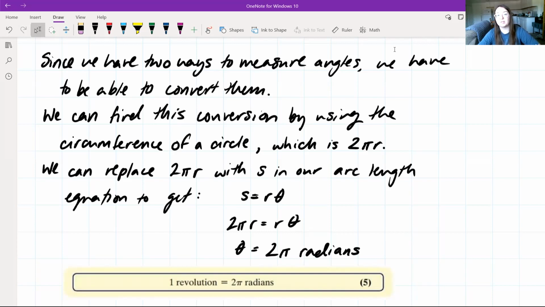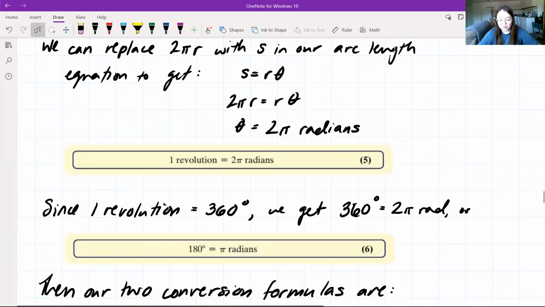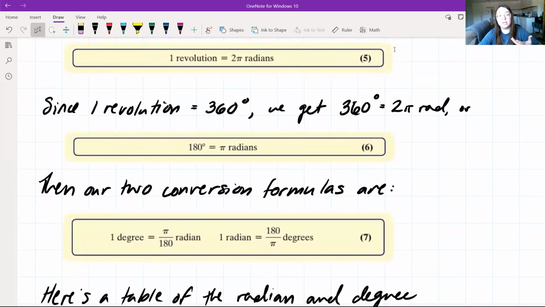So radians are most often measured in terms of pi. So 1 revolution around a circle is 2 pi radians. Now we can use this since we know that 1 revolution in degrees is 360 degrees. So this means that 360 degrees is equal to 2 pi radians, and we're often going to see that radians will be abbreviated to rad. So 2 pi rad, or radians, which we can then just divide each side by 2 to end up getting that 180 degrees is equal to pi radians.